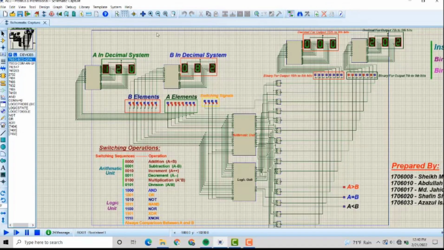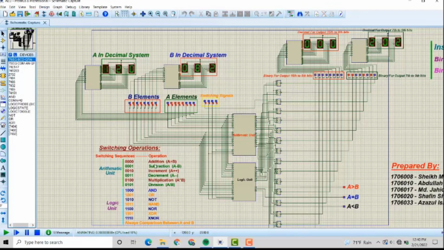Now if we want to see some examples, there are two numbers A and B, and we can give the input here. This is the element of A and this is the element of B. The switching sequence is given here. Let's say we want to do addition, so the sequence is 0 0 0 0. If we give the switching signal here and run the circuit, the output is 202, which is the sum.